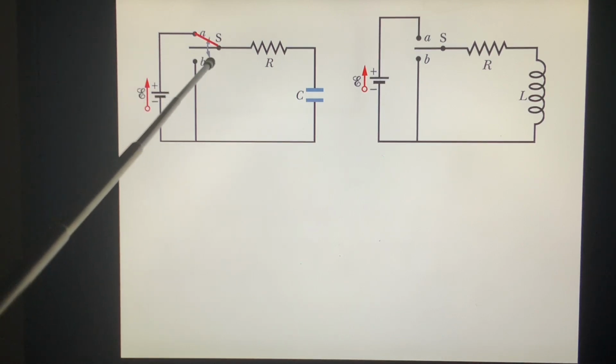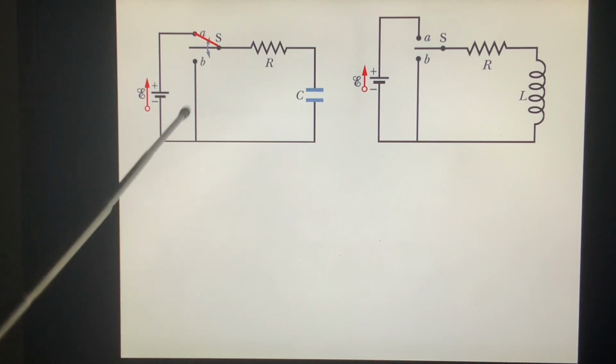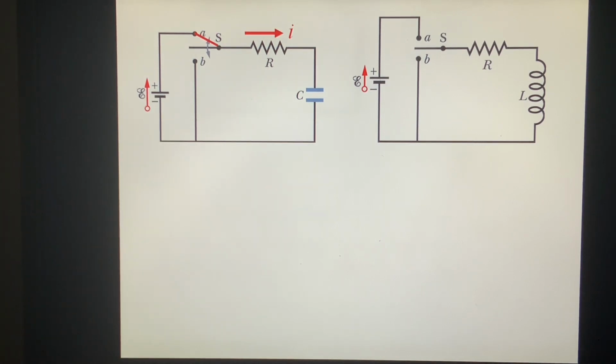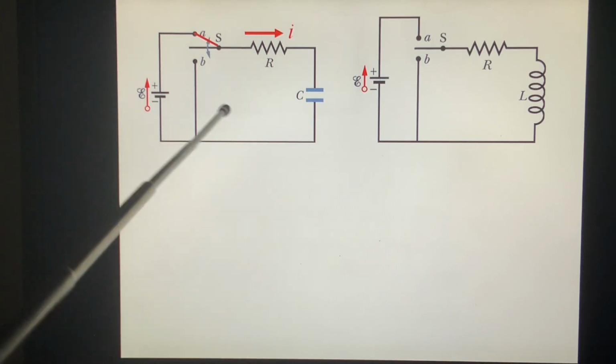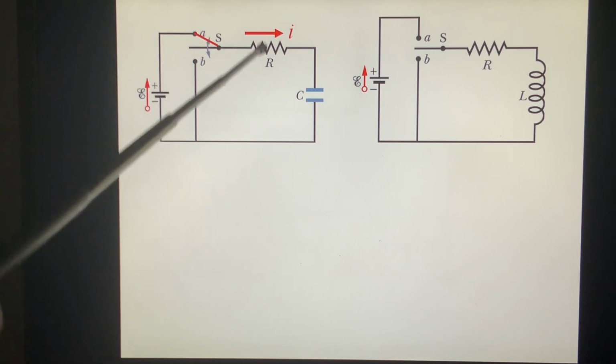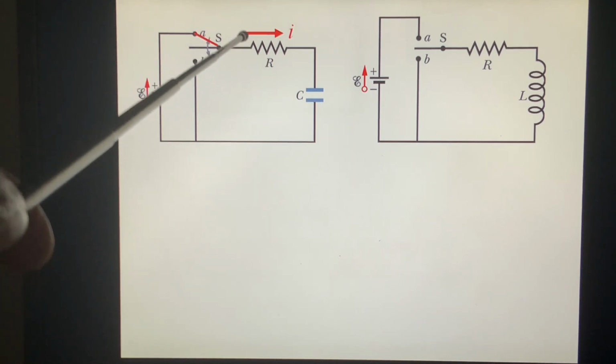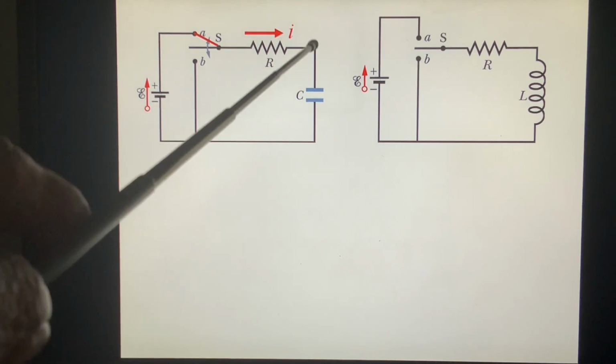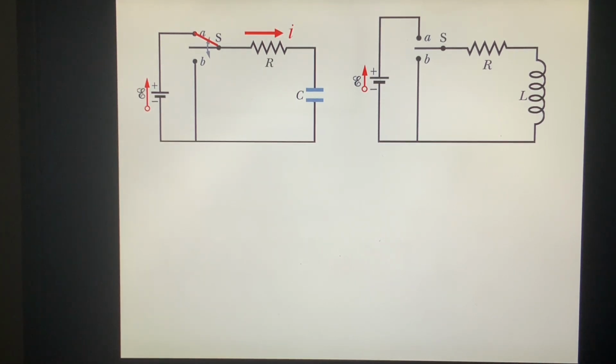First, we switch to connect to the electromotive force. And we assume the current in this direction. This is the current we assume. It doesn't matter which direction you assume. After you solve the differential equation, if I is a positive number, that means that direction. If I is a negative number, that means the real I is in the opposite direction, okay?